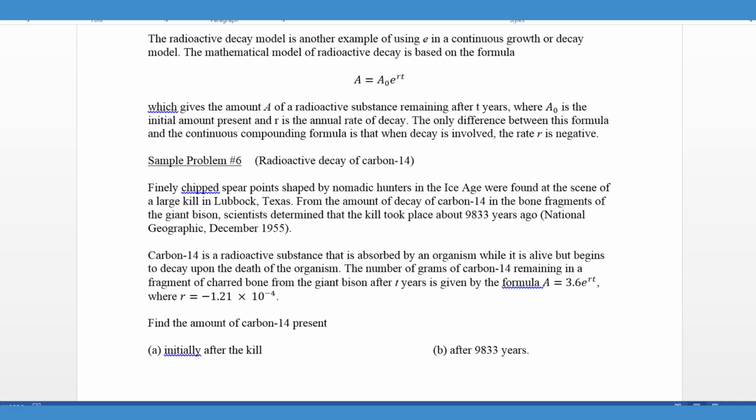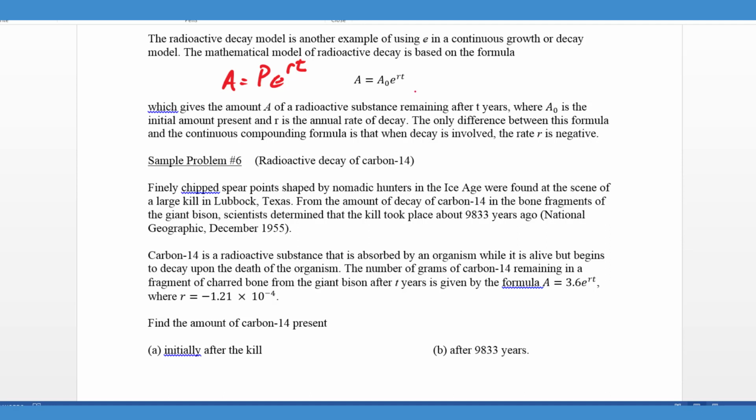So now that we've seen how continuous growth and decay functions can work within the context of compound interest, we have a lot more applications in using the irrational number e in science applications. You can see here in this particular sample problem that we're using it for radioactive decay, the decay model for carbon-14. And now we can see that the formula for radioactive decay is really the same formula as what we saw for continuous compounded interest, except we have this A subscript 0.